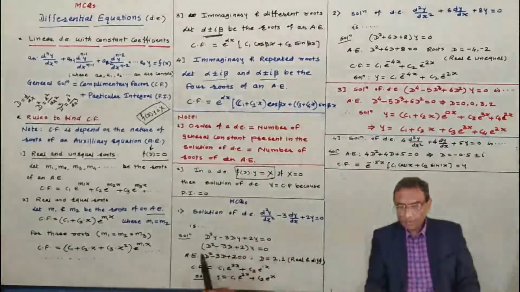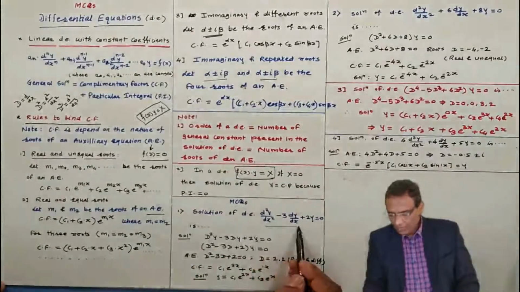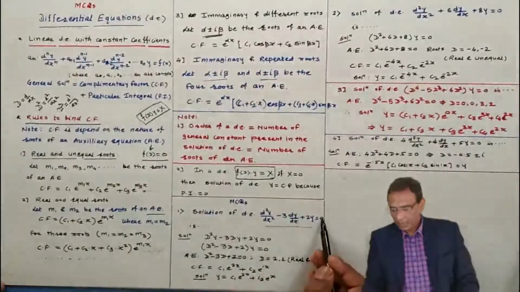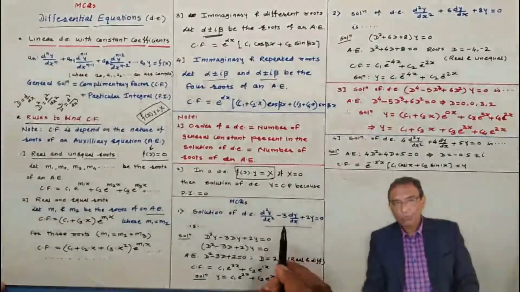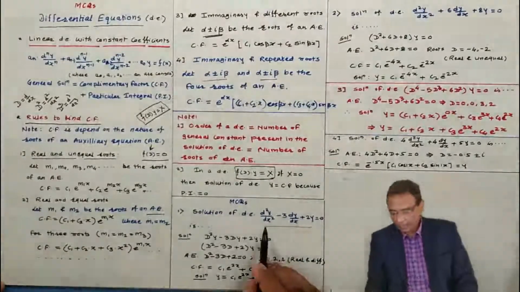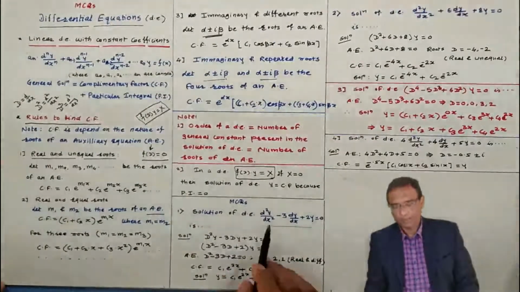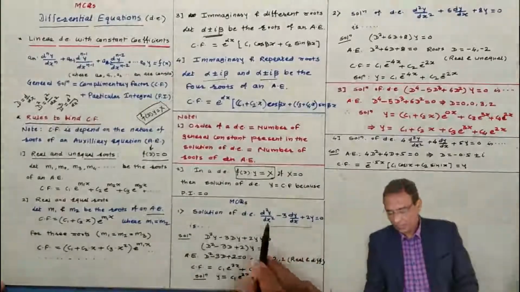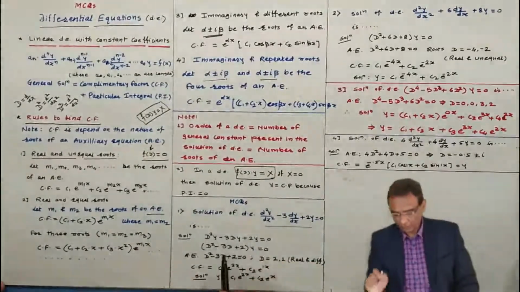Now, some multiple choice question, very quickly. Solution of this differential equation. The right hand side is 0. Therefore, the particular integral will be 0. Whatever complementary factor you find, that will be the solution itself. Solution means the value of y. We are going to solve this differential equation, that is, to find the value of y in terms of x. That we are going to do now.